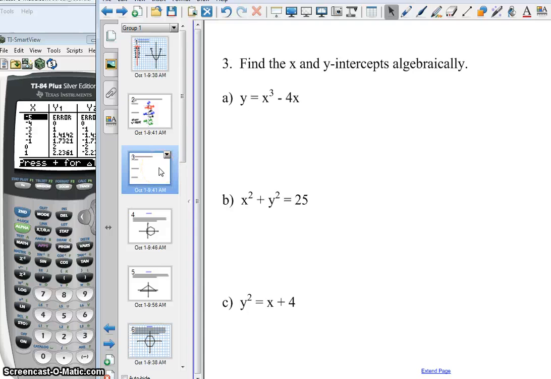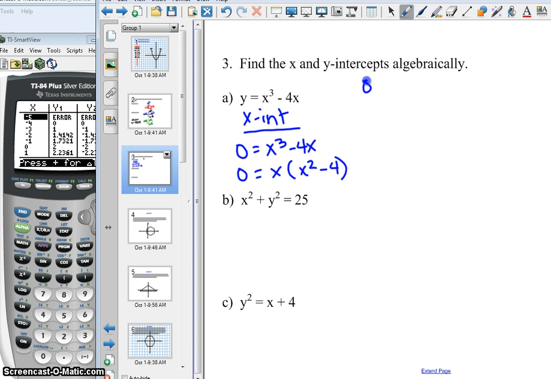Now we're going to find these same intercepts, but we're going to do it algebraically. In order to do this, we have to let x equal 0 to find the y-intercept, and we have to let y equal 0 to find the x-intercept. So let's start with the x-intercept. In that case, y is 0. And in order to solve it, we will have to factor. Take out the x, and that's x squared minus 4.